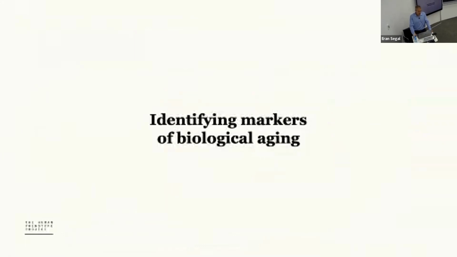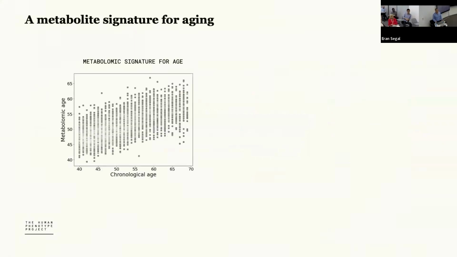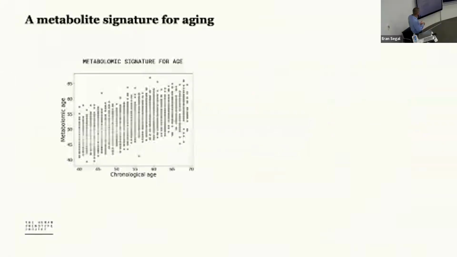Okay, one other example and story I want to share with you is on biological aging. As you know, as we age, there are many different molecular changes that happen. And so one of the things that we did was to take our data on metabolomics, our data on thousands of different molecules, and just see whether we can predict the chronological age of a person only by looking at these thousands of molecules in the blood. And it turns out that we can. You can see the predictions here are actually quite good.